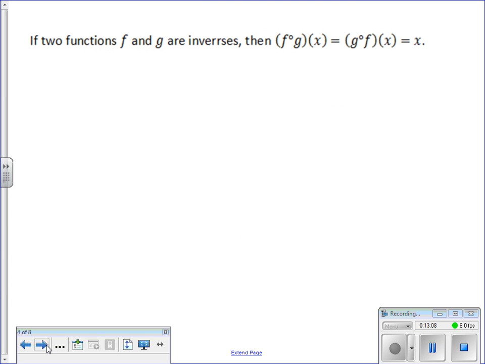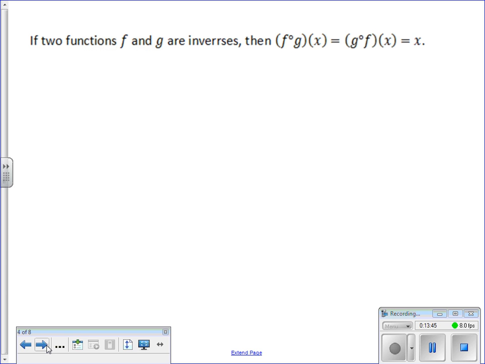So if two functions f and g are inverses, and I know it's spelled wrong, I tried to fix it this morning and I couldn't get it to open up right so I could fix the misspelling on inverses. Drove me nuts. Then f composed of g of x equals g composed of f of x, which equals x. So if I have two functions and I take the composite one way and I take the composite the other way and I get x for both of them, then the two functions are inverses.